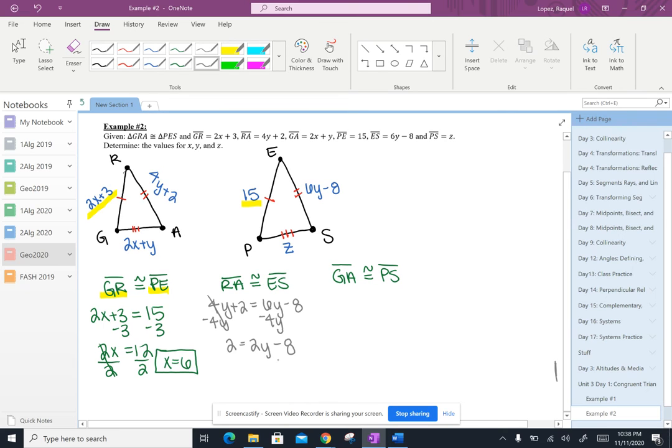Now I want to move the 8 to the other side. Add 8 on both sides, and I end up with 10 equals 2y. Divide both sides by 2, and 10 divided by 2 is 5, so y equals 5.